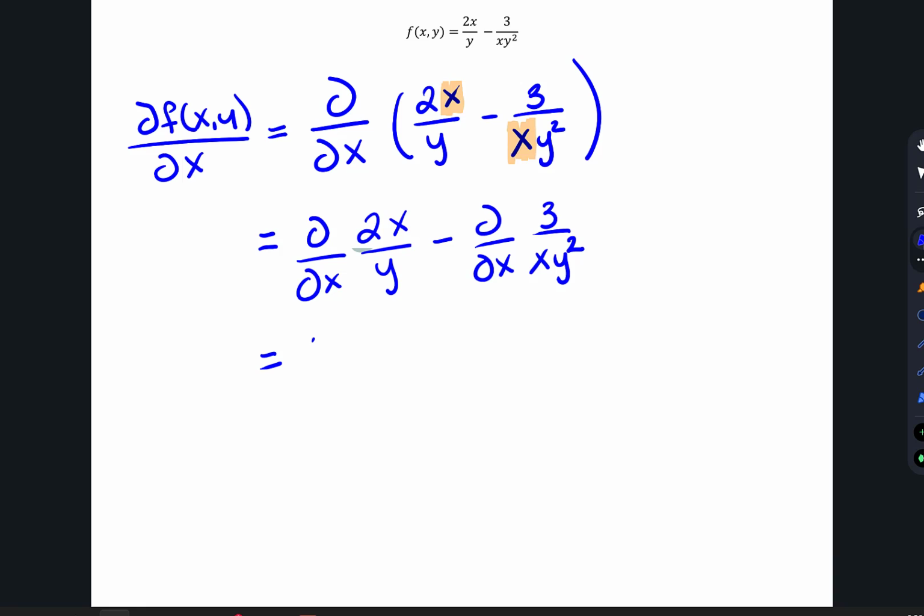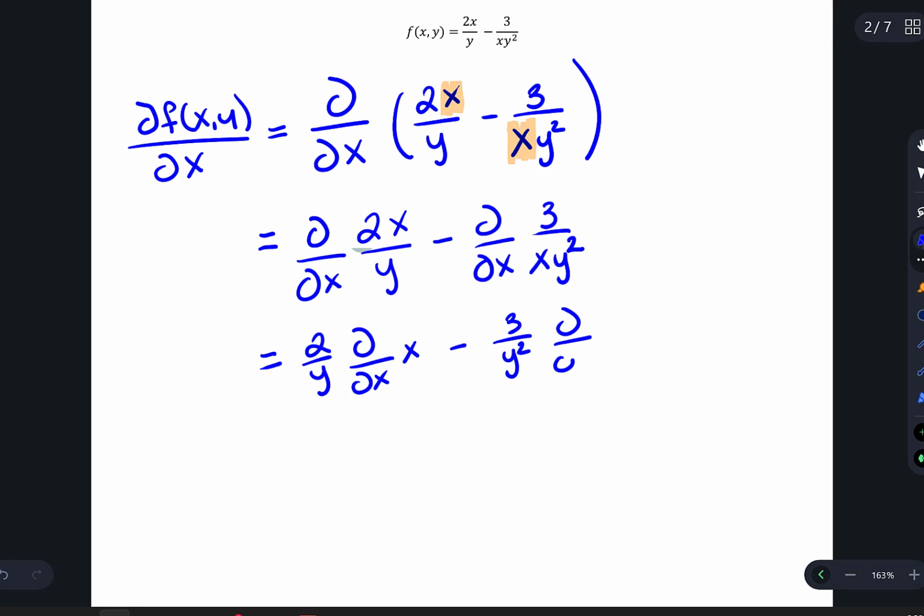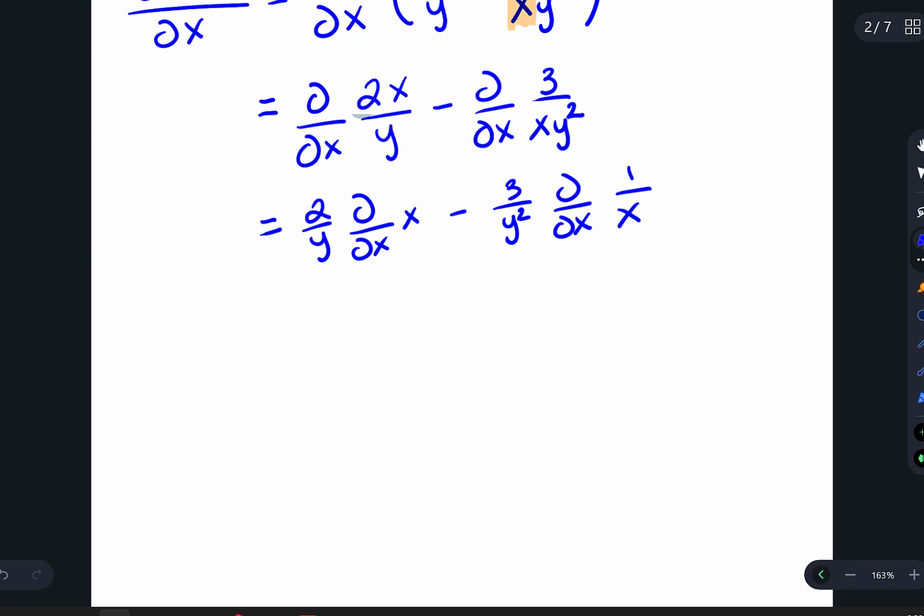So looking at the first term, 2 over y is a constant, so I'm going to pull that out front. And looking at the second term, 3 divided by y squared is a constant, so I can pull that out of the derivative. All right, we know that the derivative of x with respect to x is just 1, so the first term is just 2 divided by y.